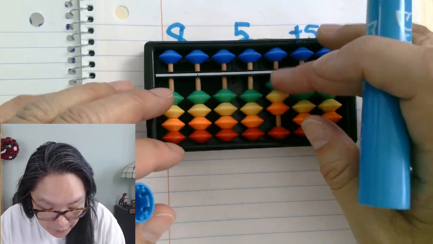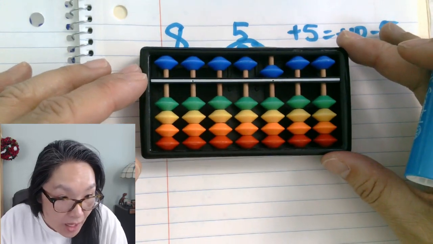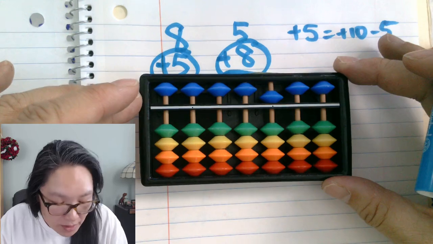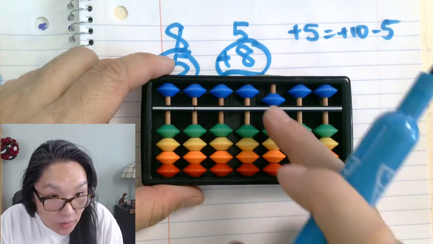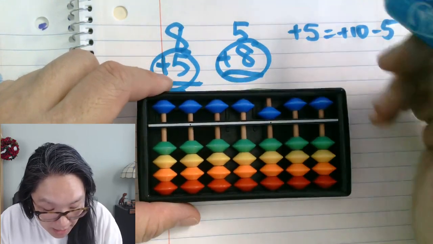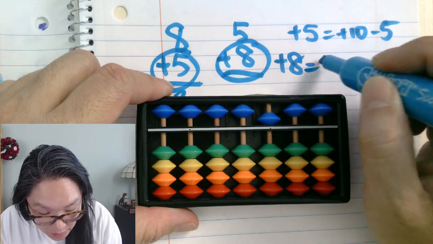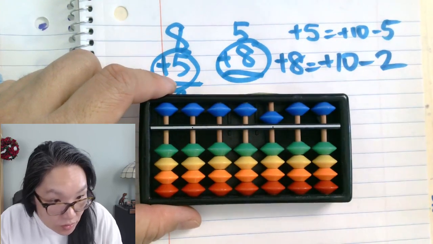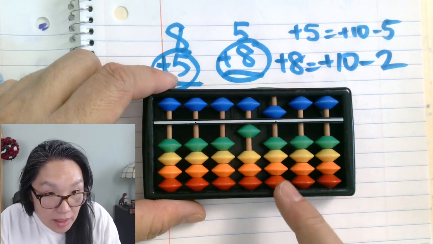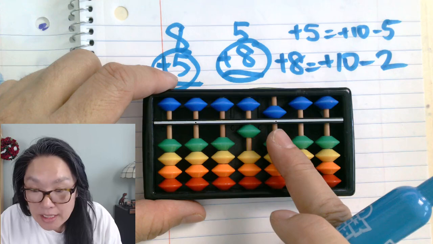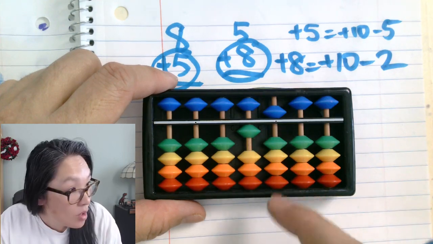Let's do 5 plus 8. Can I add the 8? No, I cannot add the 8. To add the 8, I need to plus the 10 minus 2. So I need to plus the 10, and I need to take away the 2 now. This is where it becomes a two-step problem. This is now called a two-step problem.